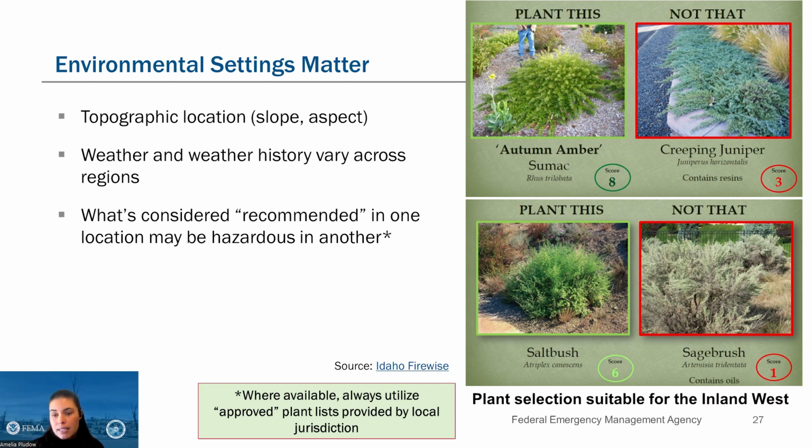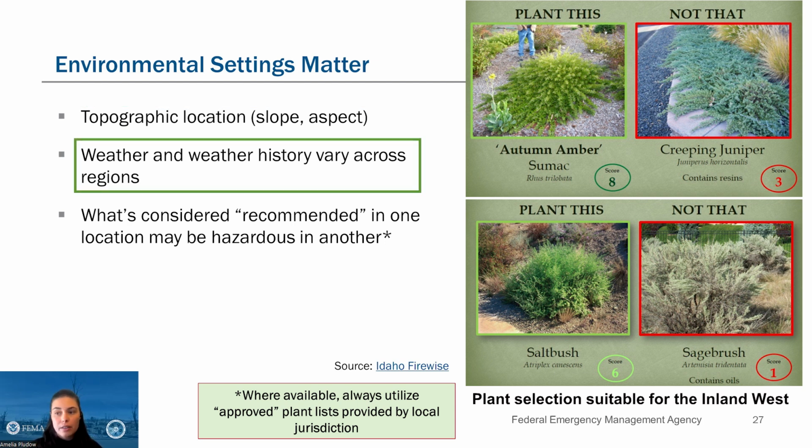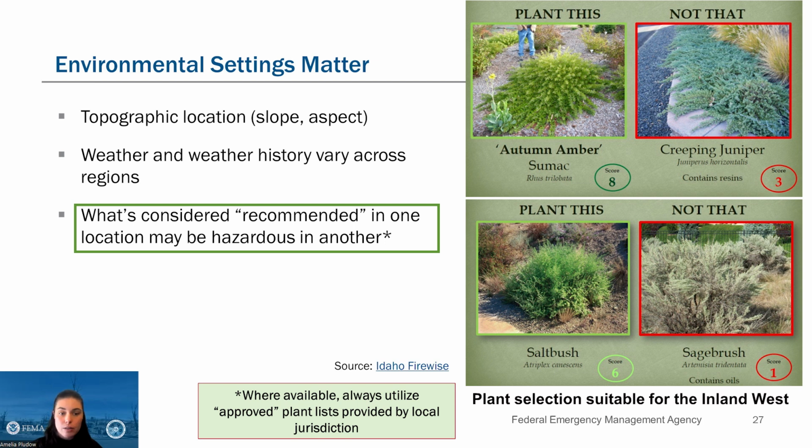But just the species of plant isn't enough to say it's hazardous or recommended. The environmental settings really matter. So part of this is the topographic location. So slope and aspect that a plant is on will make a difference. Weather and weather history vary across regions, so that will play into how a plant grows. And then just underlining that what's considered recommended in one location may be hazardous in another. So all that location-specific information is very important.